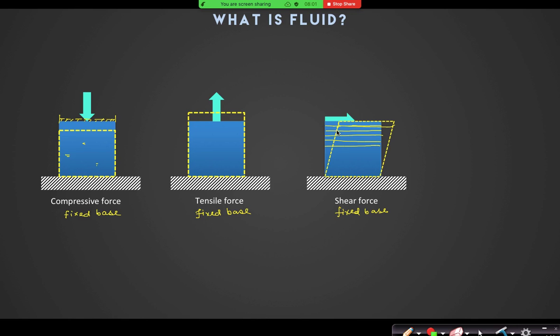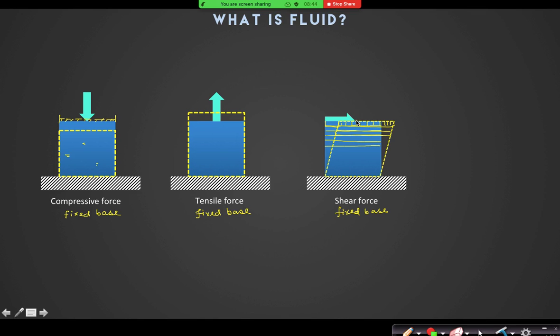Yes or no? So if you apply a shear force, this layer which was initially here will now be here. So basically the fluid layers will flow along the direction of shear force. That is why its name is fluid. Sometimes it says that fluid is named because it flows. But it flows in which direction and because of which force? Not because of compressive and tensile force. The fluids flow along the direction of shear force.